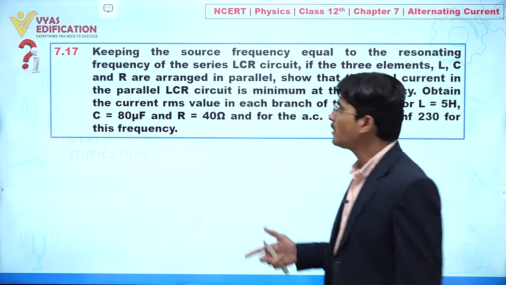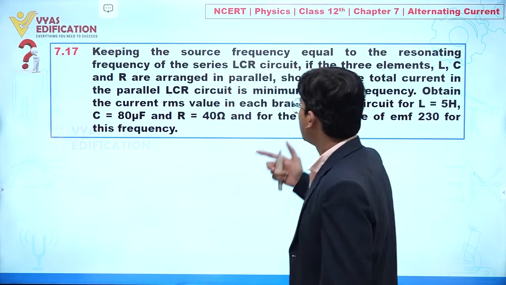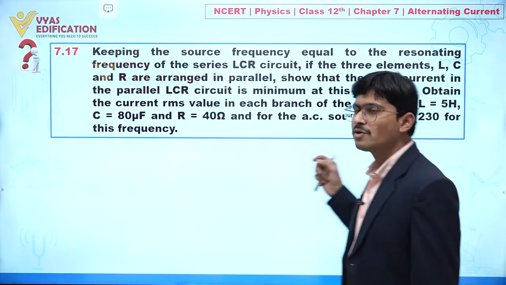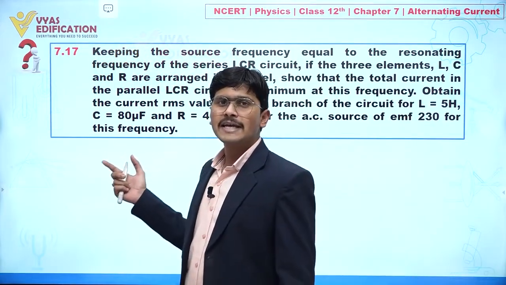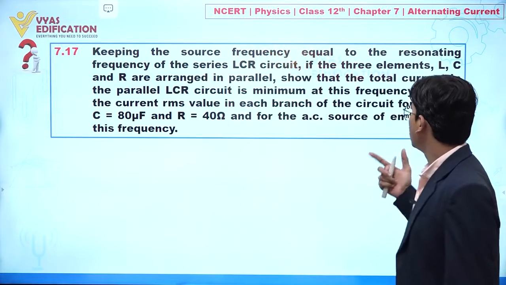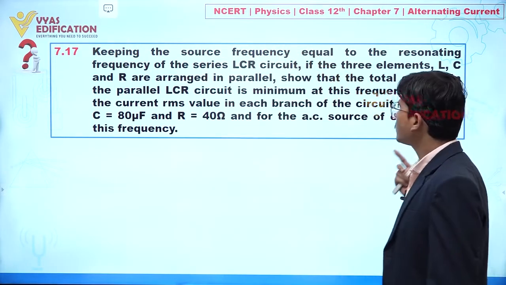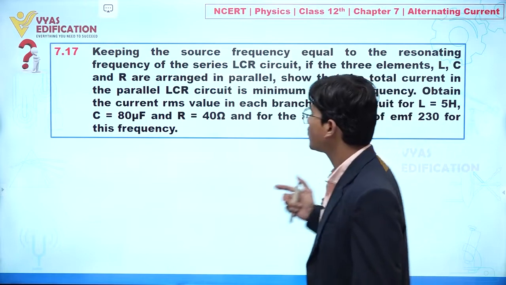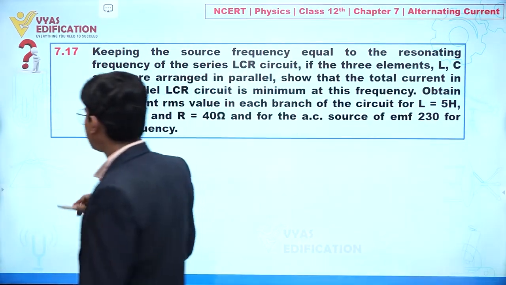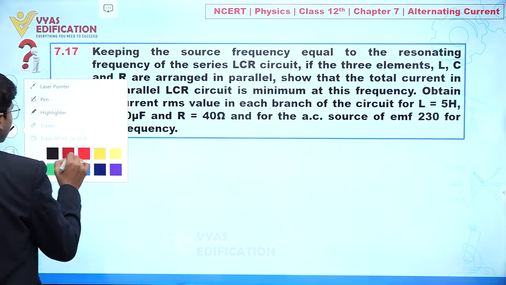We also have to obtain the RMS value of the current in each branch of the circuit for L equal to 5 Henry, C equal to 80 microfarad and R equal to 40 ohm, and for the AC source of EMF 230 volt at this frequency. This is given to you. So let us try to understand this question. Concentrate on the screen.